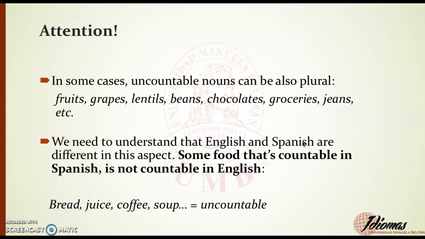However, pay attention to these cases. There are some uncountable nouns that can be plural. Fruits, grapes, lentils, beans, chocolates, groceries, jeans, etc. So these are some of the examples of uncountable nouns that can be in plural.